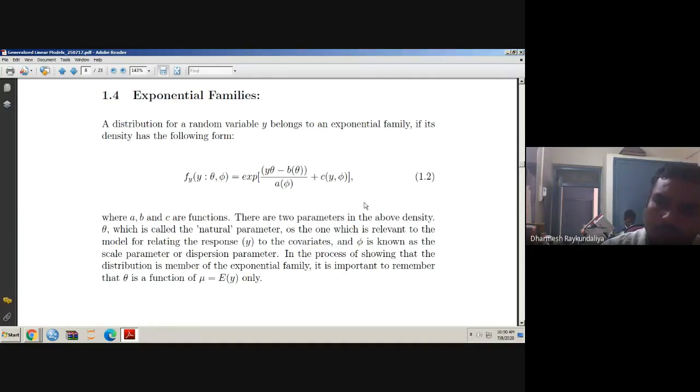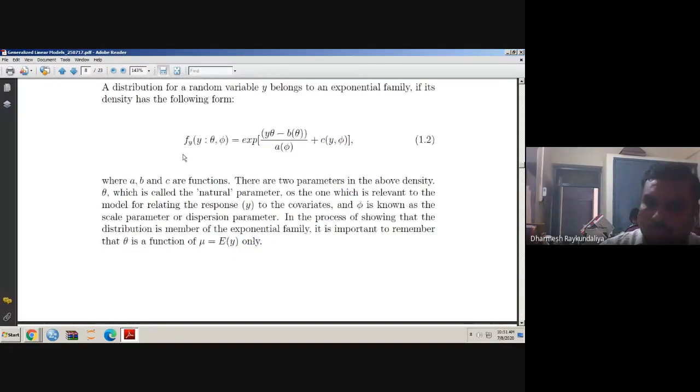So whatever distribution we have with us, we try to write it in this form. And if we are able to write a particular distribution in this structure, then we can say that distribution is a member of the exponential family of distribution.